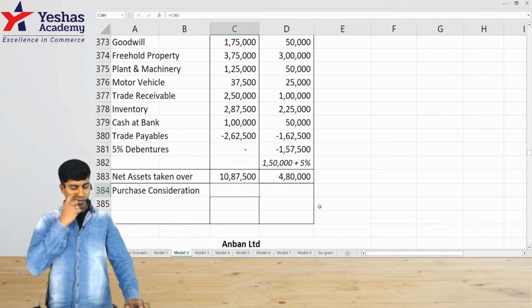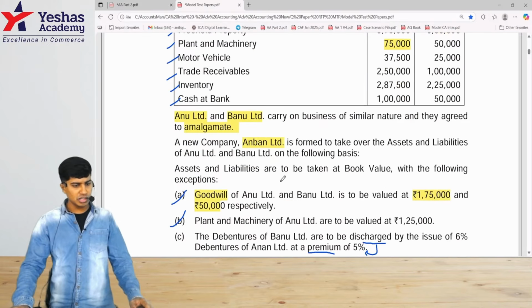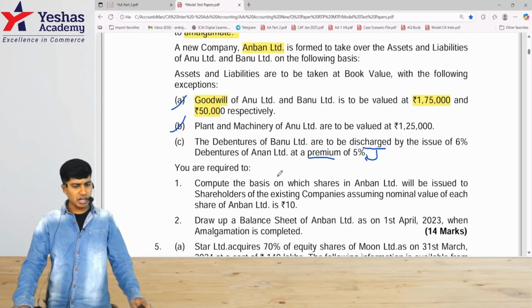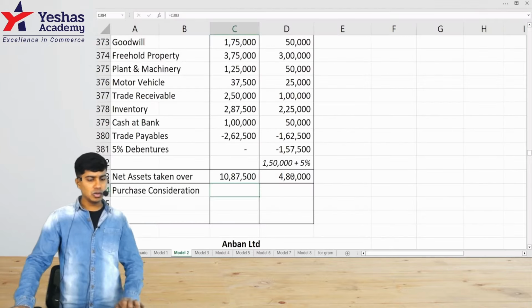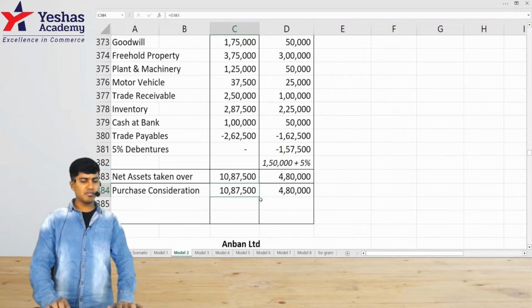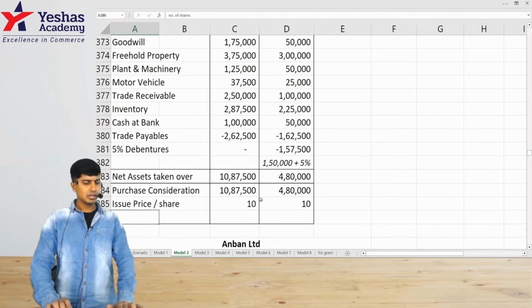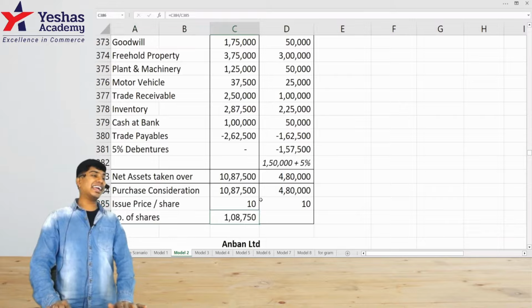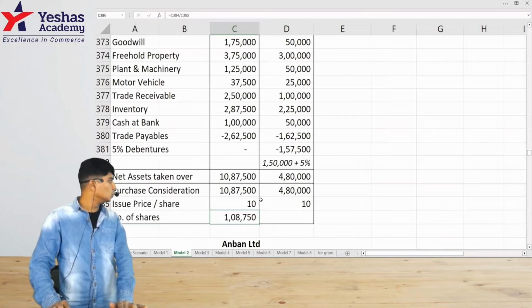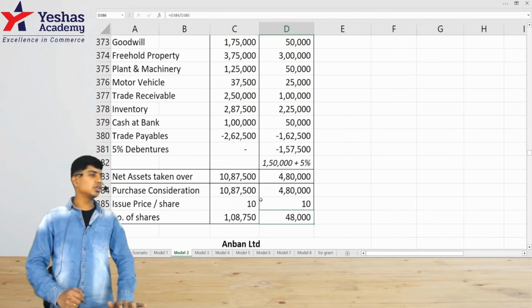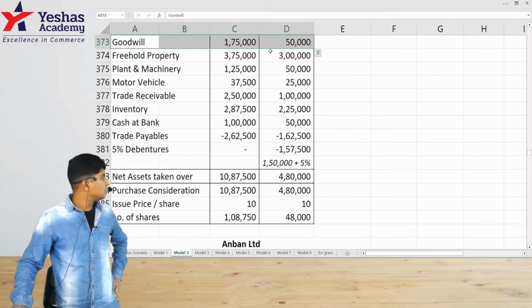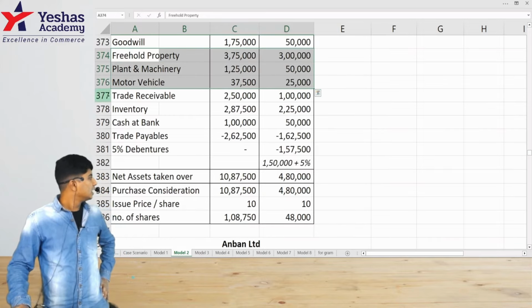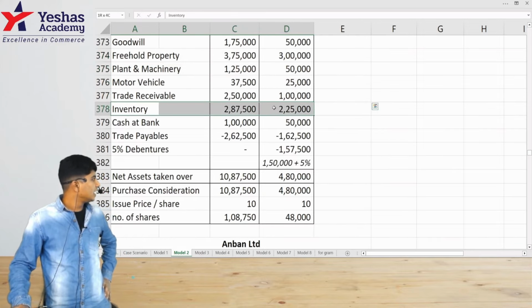Am I right? Have they told the issue price of shares or anything? They've told shares are of 10 each. Nothing mentioned. Assume it to be issued at 10 only. Divide that 10 lakh 87,500 by 10. You will get 1 lakh 8,750 shares to be issued to Anu and 48,000 shares to be issued to Banu. When I prepare the balance sheet: intangible asset, freehold property, plant and machinery, motor vehicle, PPE, trade receivables, inventory, cash and cash equivalent.